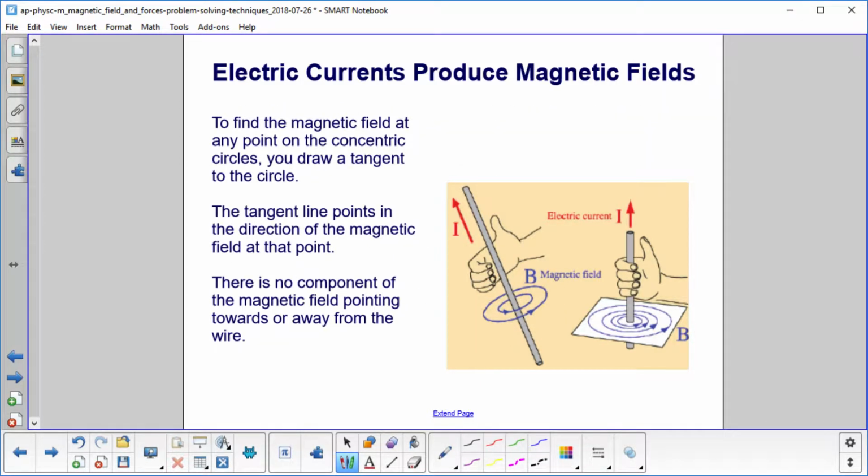Once again, to find the magnetic field at any point on the concentric circles, draw a tangent line like that, and like this. That points in the direction of the magnetic field at that specific point. There's no component of the magnetic field pointing towards or away from the wire.